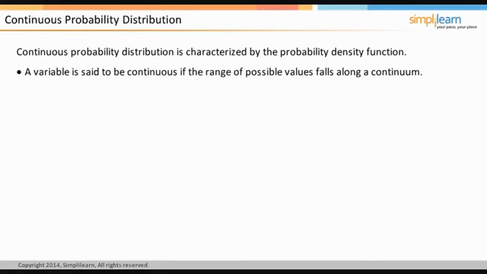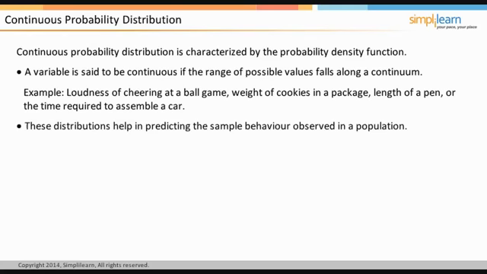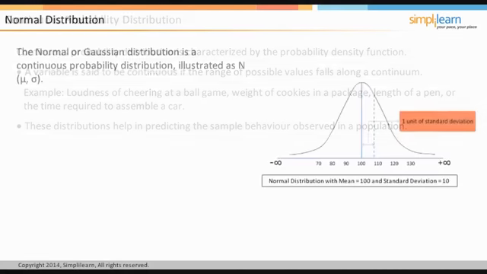Let us learn about continuous probability distribution in this screen. Continuous probability distribution is characterized by the probability density function. A variable is said to be continuous if the range of possible values falls along a continuum. For example, loudness of cheering at a ball game, weight of cookies in a package, length of a pen, or the time required to assemble a car. Continuous probability distributions help in predicting the sample behavior observed in a population.